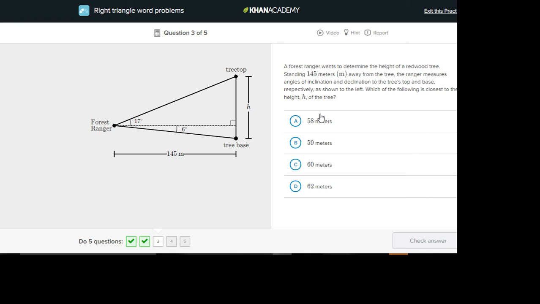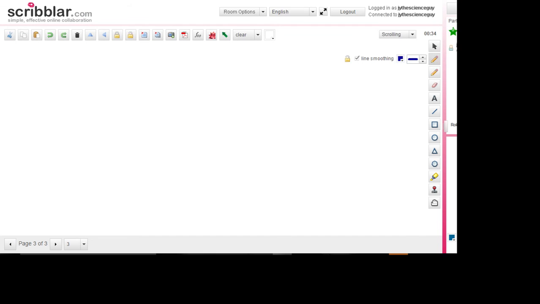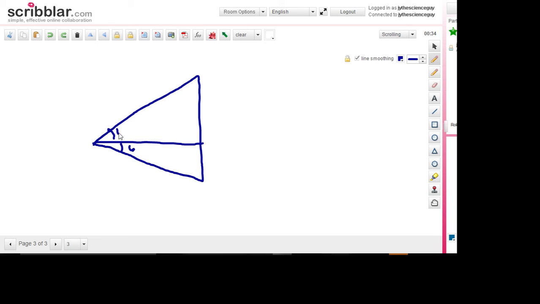You don't see it? I got 1 here. There's 1 there too. I mean, what counts as the right triangle? Here's my overall picture. This is 6, and that's 17, right? Yeah. So what I'm going to do is separate them into 2 separate right triangles.